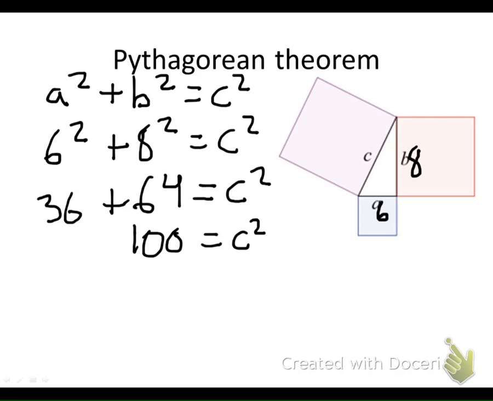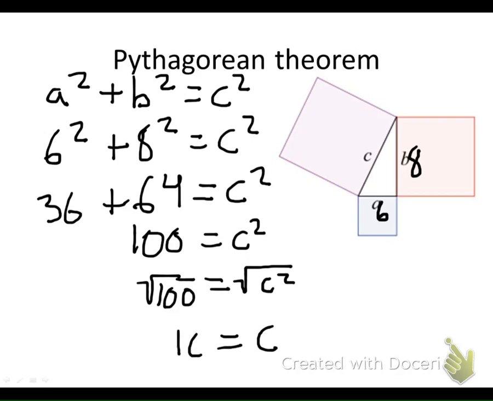But once again, we don't care what C squared is. We want to know what C is. So I'm going to take the square root of both sides. The square root of C squared is just C. Square root of 100 is a 10. Okay, so let's go ahead and erase that.